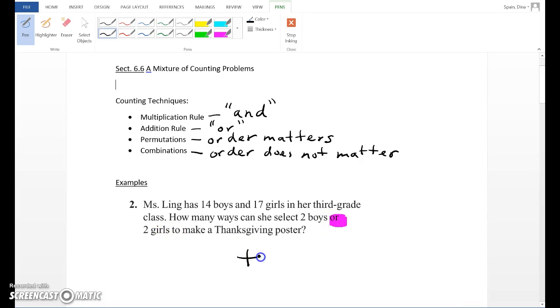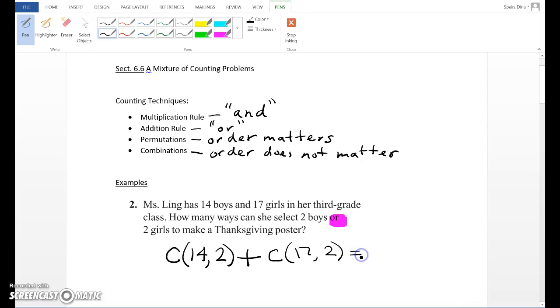Since this is an or, let's put a big plus there. Or is an indication that you're going to use the addition rule. So let's see how many ways that she can choose 2 boys out of 14 boys. Here, the order does not matter. It doesn't say specifically what they're going to be doing, just 2 boys to work on the poster. So that's a combination. We've got 14 boys, I'm choosing 2 of them. Combination of 14 things taken 2 at a time, plus, from the word or right there, 2 girls. Again, it doesn't give their job duties, it just says these 2 girls are going to work on the poster. So there's 17 girls in the class. That is a combination of 17 things taken 2 at a time.